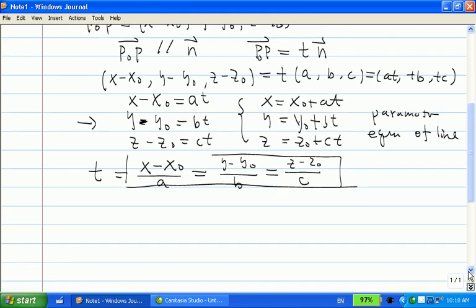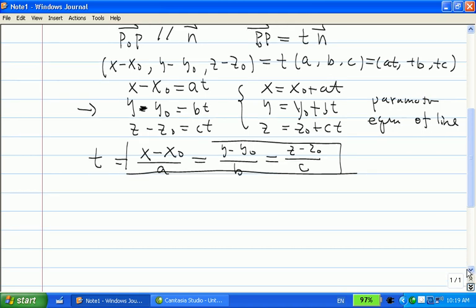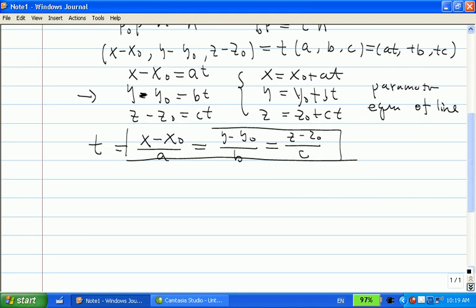So to find the equation of a line, you need to know two things: one is P0, one is n. It doesn't matter what kind of problem, you just focus on finding those two things.